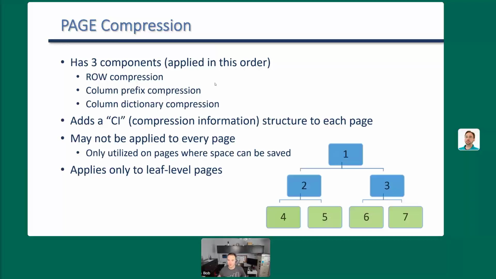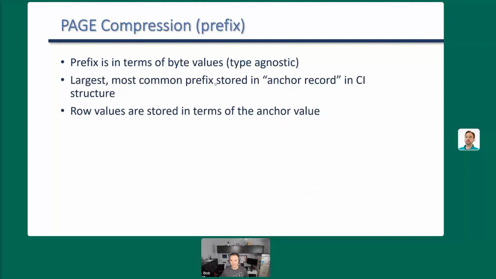Also, page compression only applies to leaf level pages. So if we're looking here in the graphic of our very simplistic representation of a tree structure, the leaf level pages would be the ones at the bottom in light green. So any upper levels of the index will not have compression set with them. Those would just be the leaf pages, rather. Sorry. Okay, so first we have prefix compression, page prefix compression.